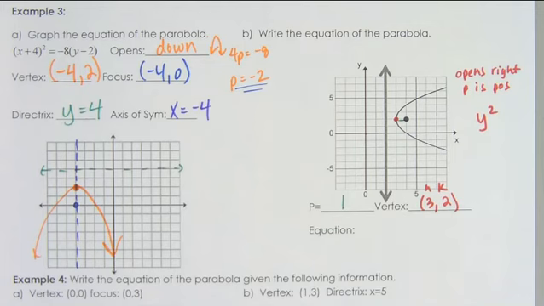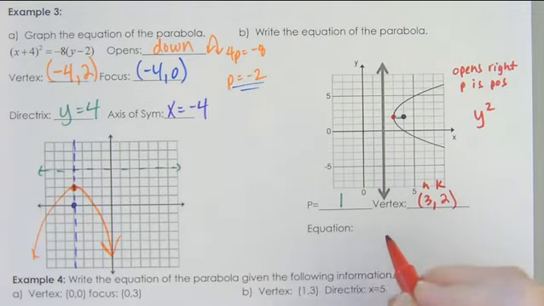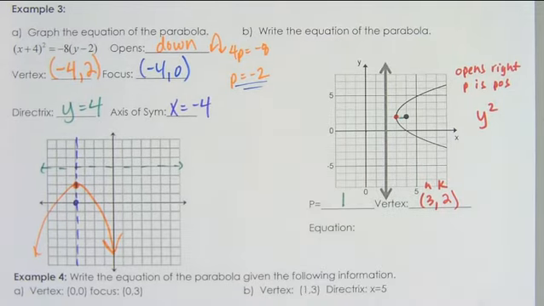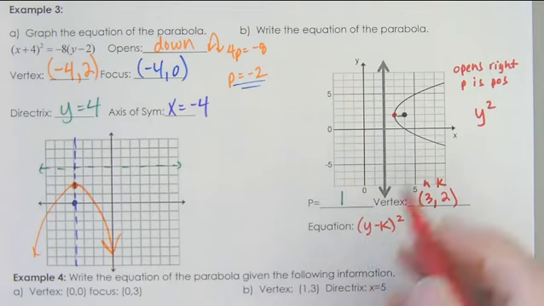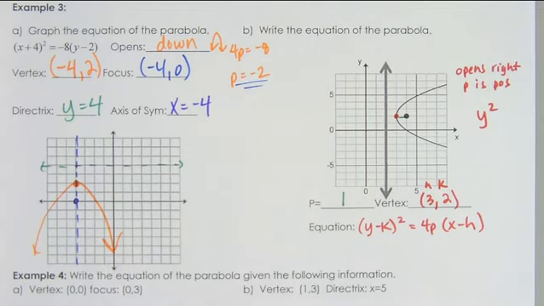Since it's opening to the right, p is positive 1. When we're going to write this equation, I need the y² to go first. So I'm going to just copy the equation here really quick. We have (y - k)² = 4p(x - h). Be careful, here's where a lot of people mess up.